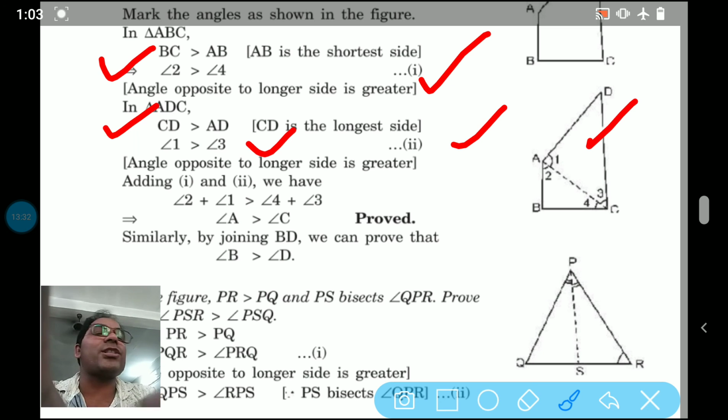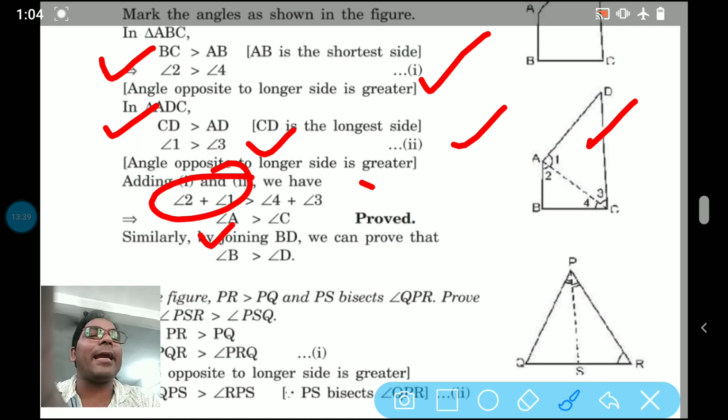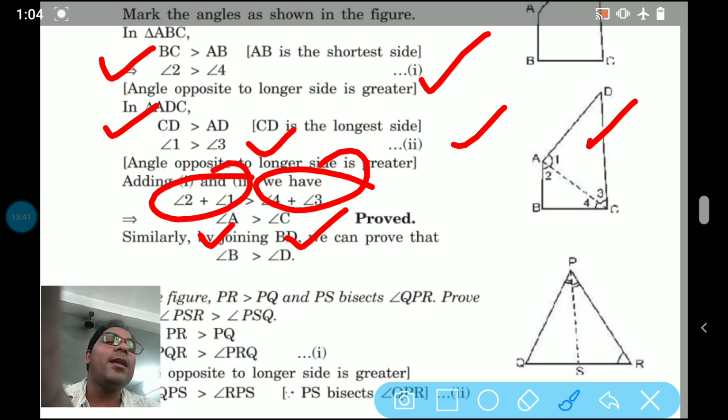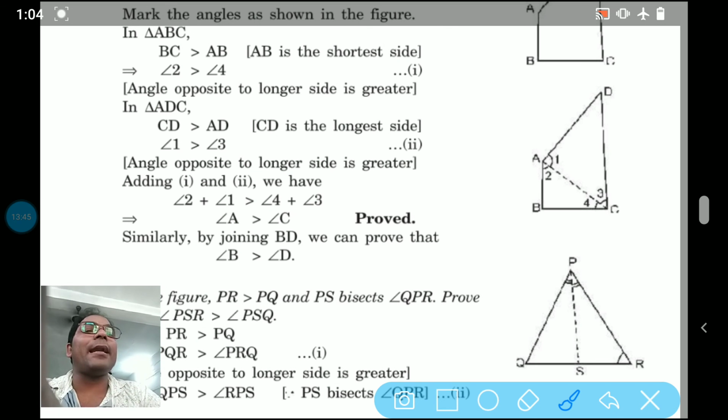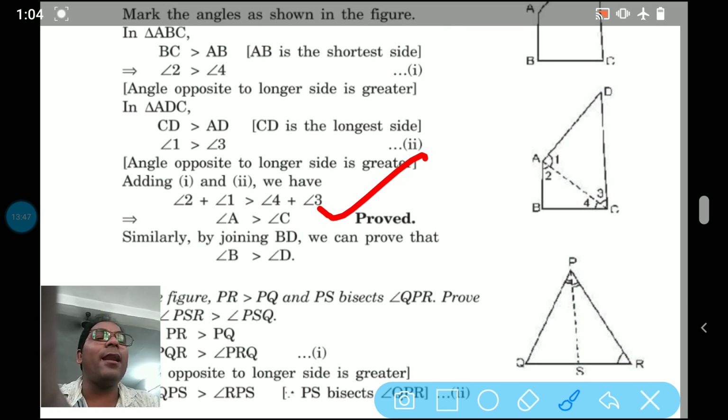Adding equation first and second, angle 2 plus angle 1 will be complete angle A, and angle 4 plus angle 3 will be complete angle C. So this is the first proof that has been completed, that angle A is greater than angle C. Now student, for the second one, what will you do for B to D? Similarly, it is written here. Join BD and we can prove that.